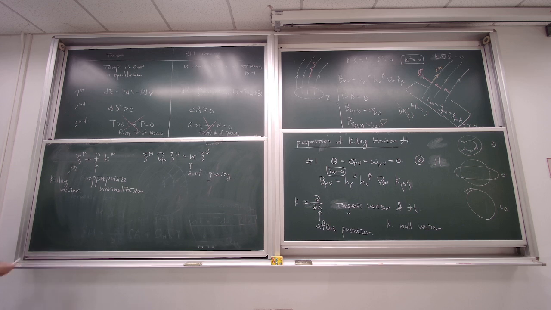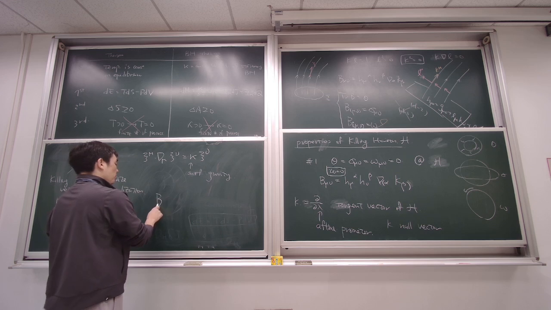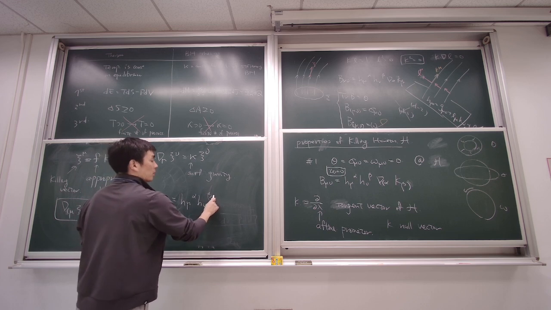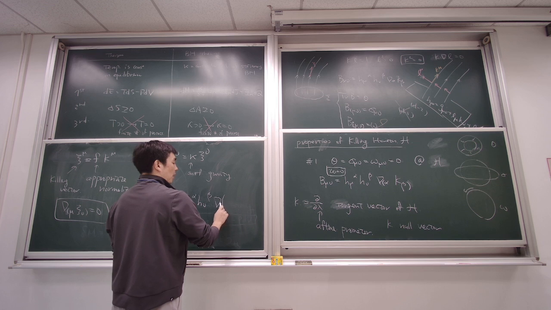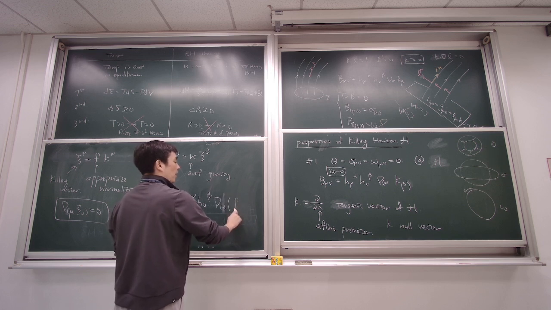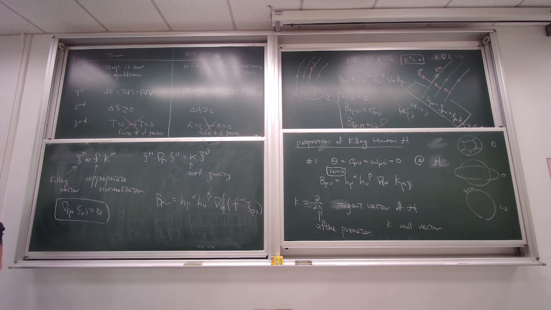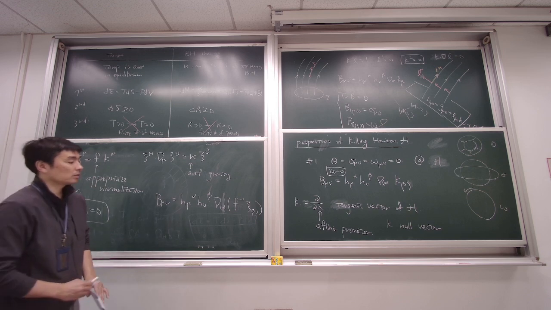So therefore, it satisfies this condition like this way. So this is a Killing vector. Okay, and then we just plug that into here. So therefore, B mu nu is something like H mu alpha, H nu beta, nabla alpha, and F inverse C beta, like this way. So K is just proportional to C. So therefore, you just multiply F inverse and apply this way.